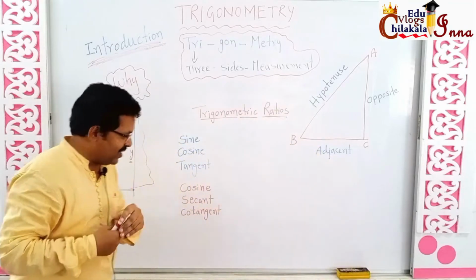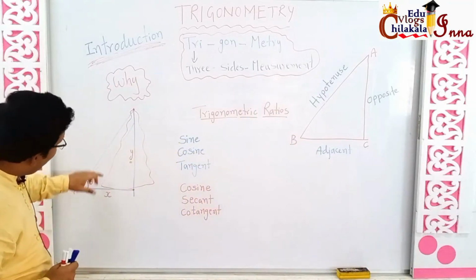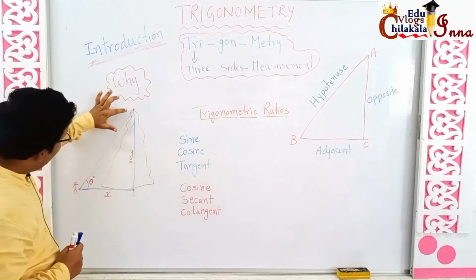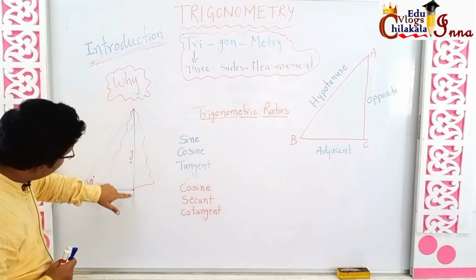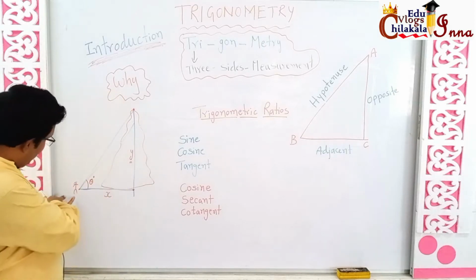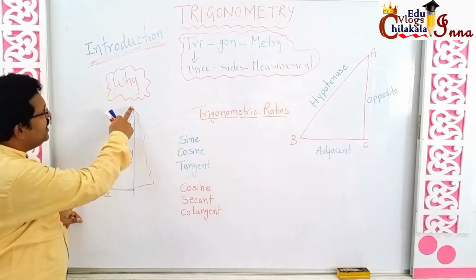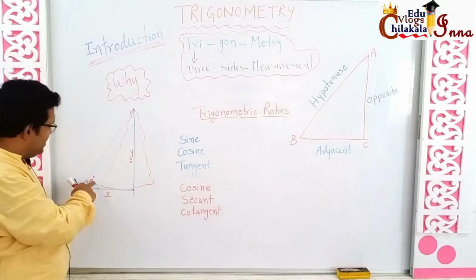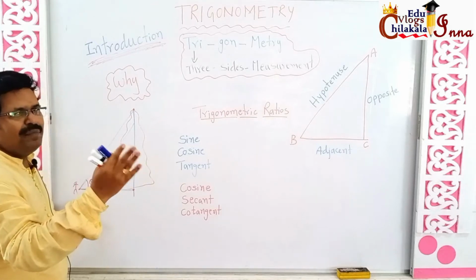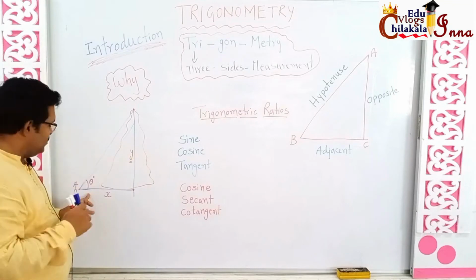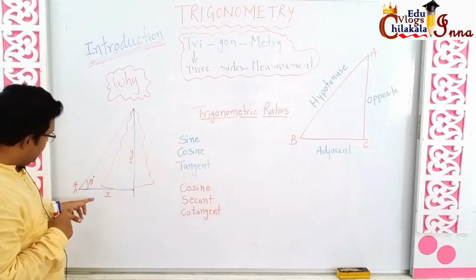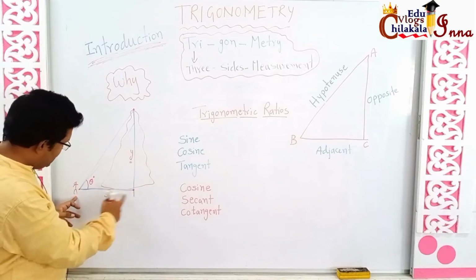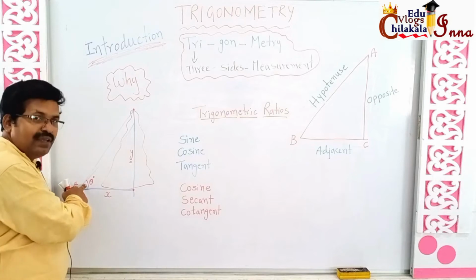I said Mount Everest. This is my Mount Everest. I have drawn a big hill like Mount Everest, and its height is y. You are standing here and looking at the top of Mount Everest with an angle theta. Theta is a Greek letter, like alpha, beta, theta. The distance between these two points is x. If you know x, it can be measured, and theta can also be measured.